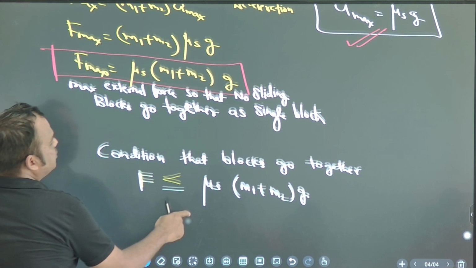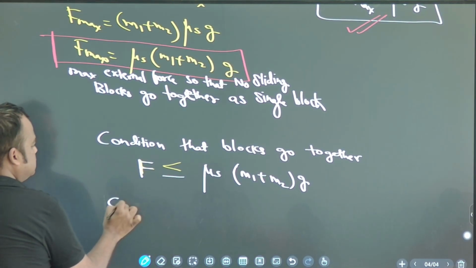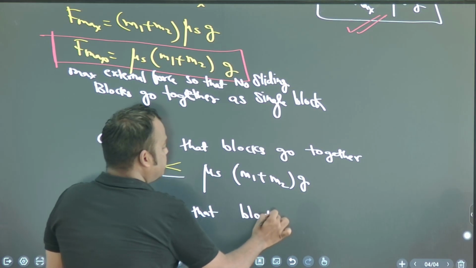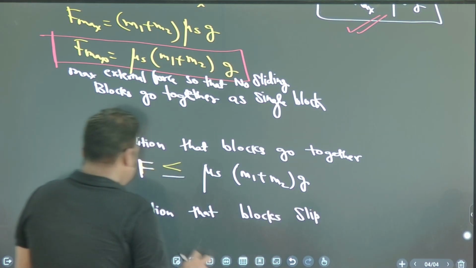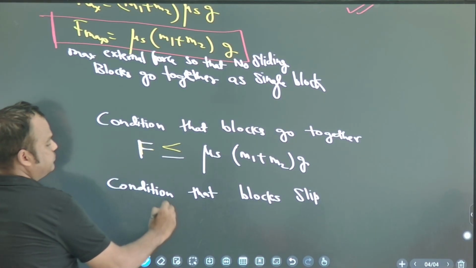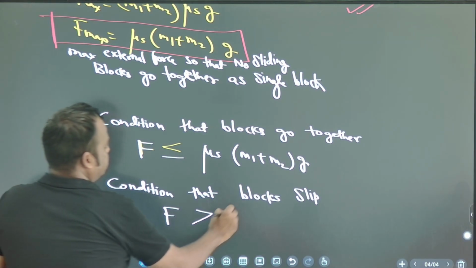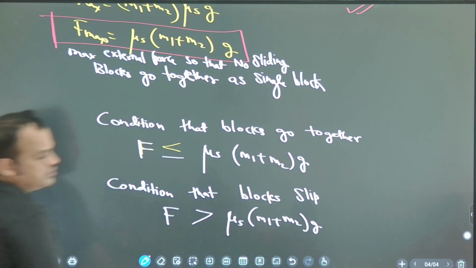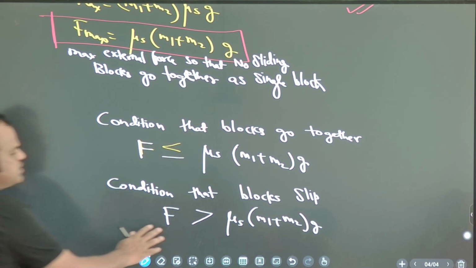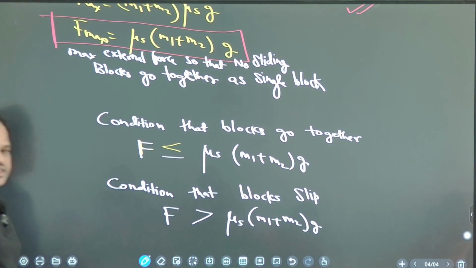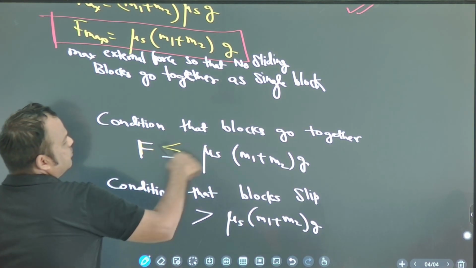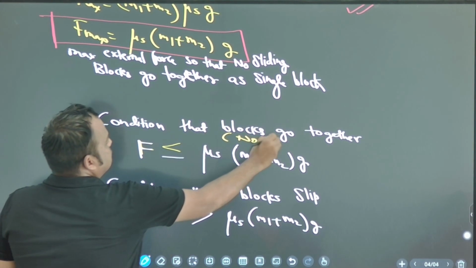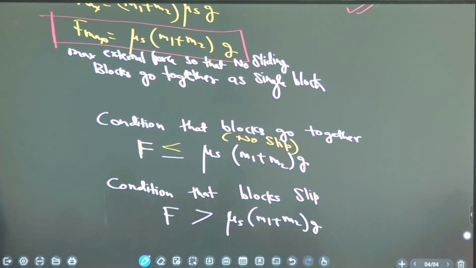What is the condition that blocks slip? F is greater than, very good, F is greater than mu s (m1 plus m2) into g. Okay, clear? Just remember, memorize: F is greater than mu s (m1 plus m2) g, so they will slip. Less than or equal to this, no slip. They go together.